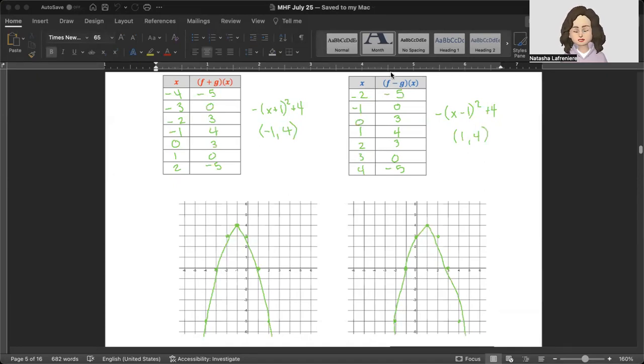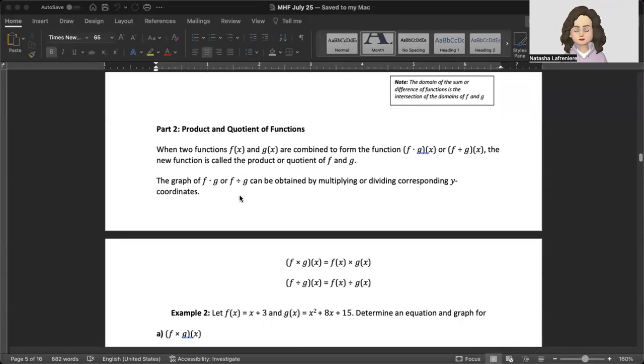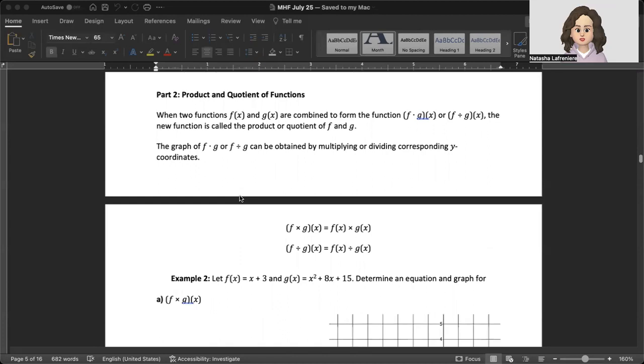So I'm clearing this so we can go to part 2. So we've got the product and the quotient of functions. So when two functions, f of x and g of x, are combined to form the functions f times g of x or f divided by g of x, the new function is called the product or quotient of f and g.